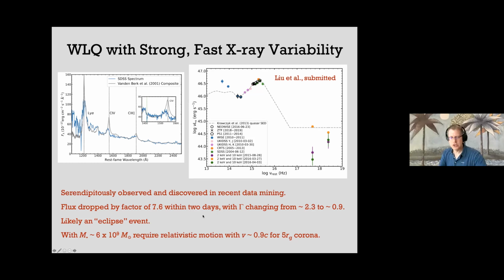And so we have suggested, again, this may be a kind of eclipse event in the system. The notable thing is that this, again, is a very luminous quasar. We estimate its black hole mass to be 6 billion solar masses, and you require relativistic motion at a good fraction of the speed of light just to get eclipsing material across a corona, even if you take the corona to be quite compact, say with a size of 5 gravitational radii. You require quite high velocities. So this is another remarkable system.